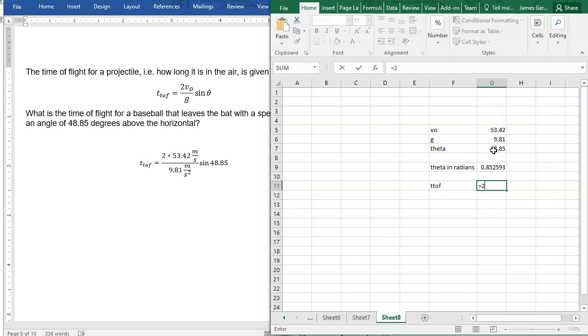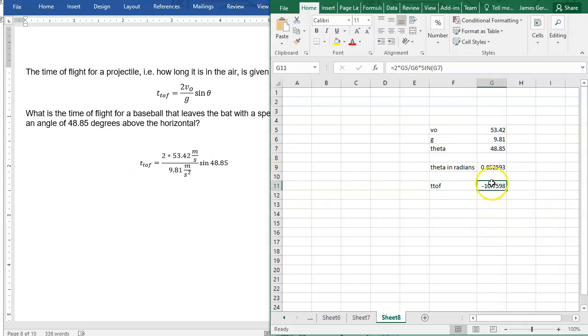So 2 times the velocity divided by the acceleration of gravity times the sine of theta. And you should know from the first week now, order of operations is from left to right if the operations are equivalent, like multiplication and division. So Excel is going to do the 2 times this divided by the G6 and calculate all of that and then multiply by the sine of G7. So we get the time of flight.